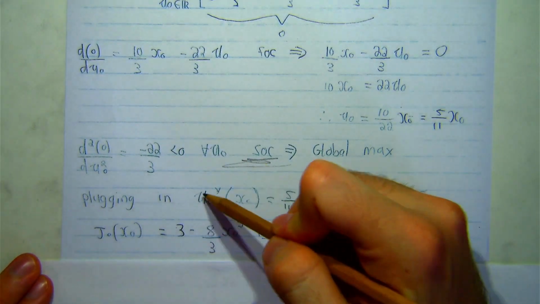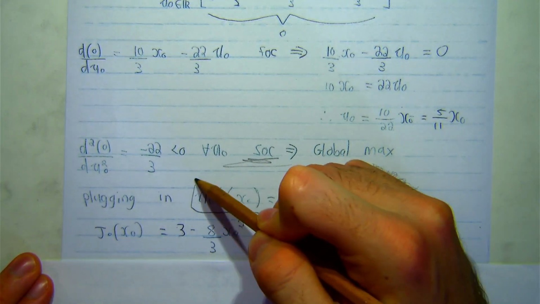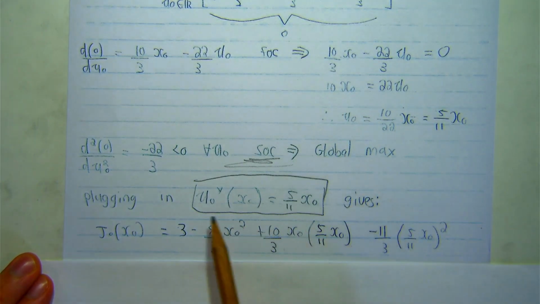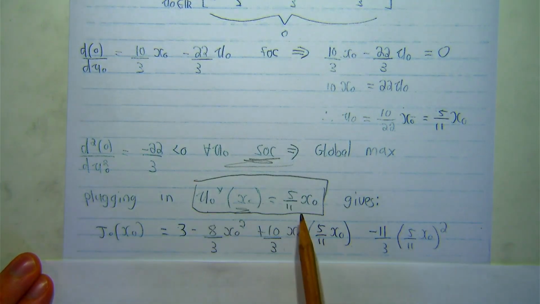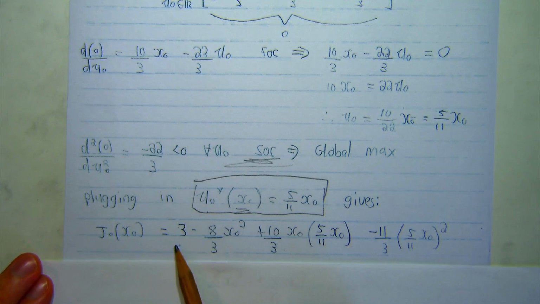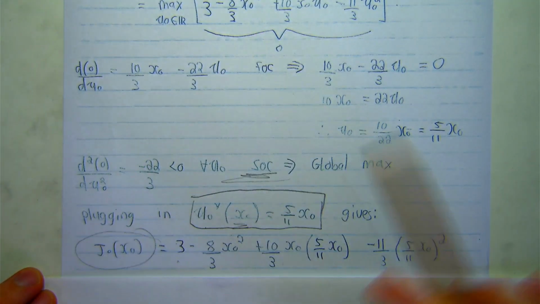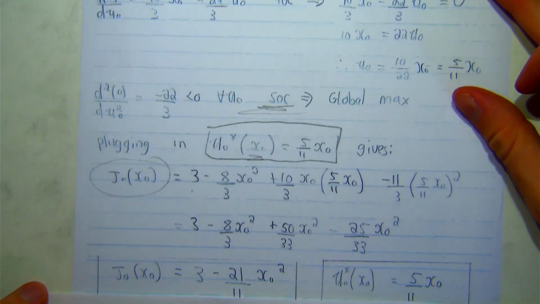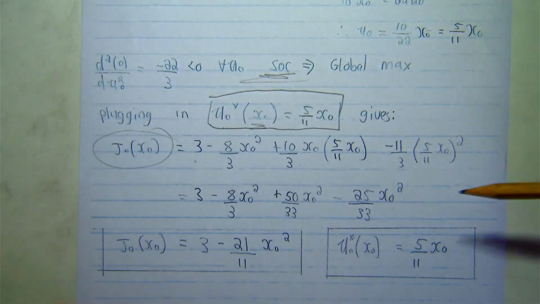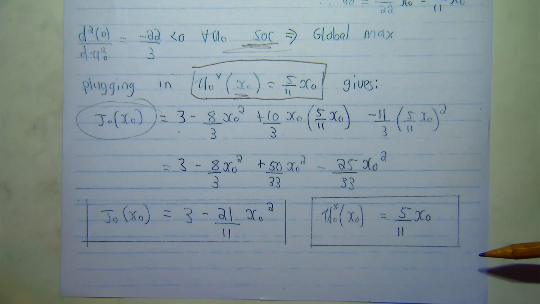Okay, and once you work out your optimal u0 in response to x0, you can plug it back into what is above and work out your value function at time 0. Doing all of the simplification mathematically will give us this. Okay, we're almost done.